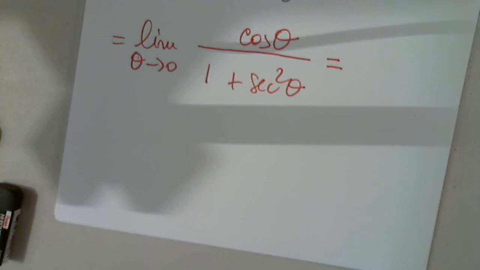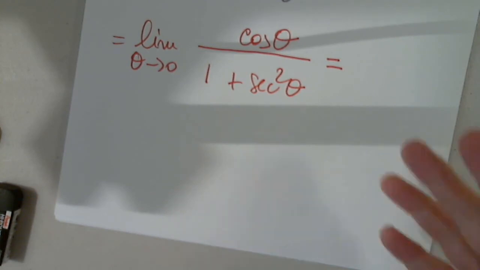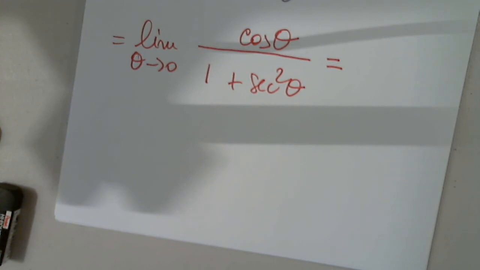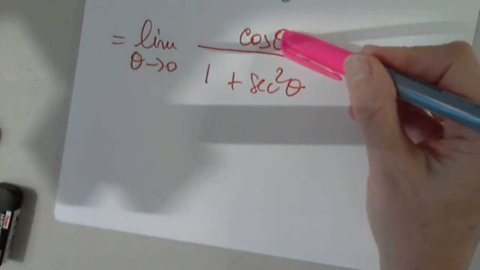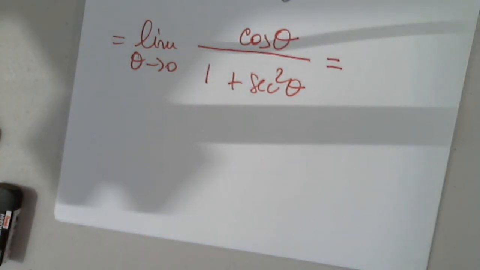Now I have to plug in again to see what's next. I'm not going to continue differentiating unless it's 0 over 0. I can differentiate again if it's 0 over 0 or infinity over infinity. So where does this go when theta approaches 0?